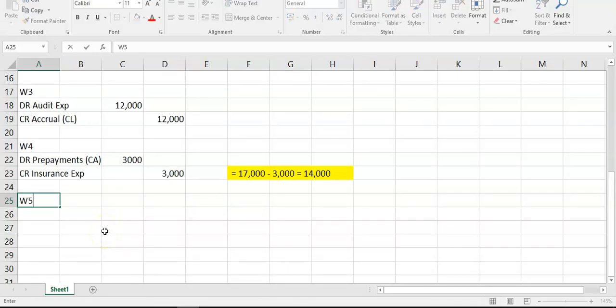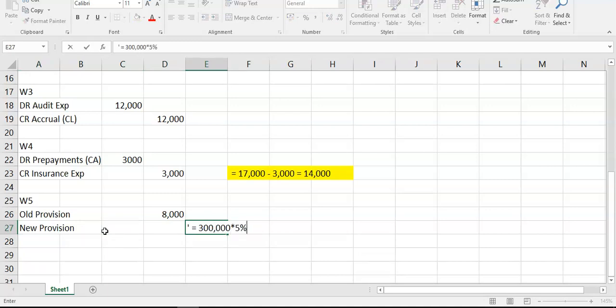Working 5. Old provision. So the opening provision was 8,000. The new provision is 300,000 times, you're told, 5%. So 5% of 300,000 is 15,000. So that is an increase in the provision.